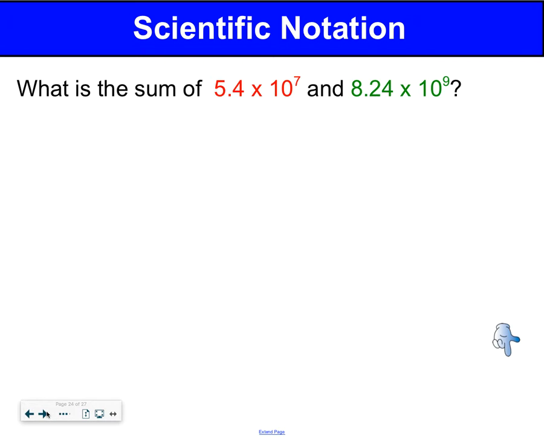is one where we have to add or subtract numbers written in scientific notation. The nice thing about scientific notation is if my exponents are the same, then all I have to do is add the decimals out front and keep the same power of 10. However, as you can see, we have a 7 and we have a 9, so that's not going to work.